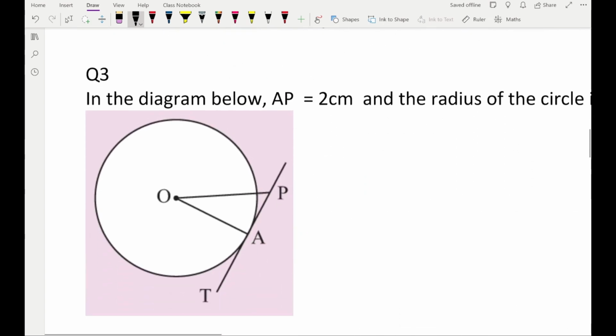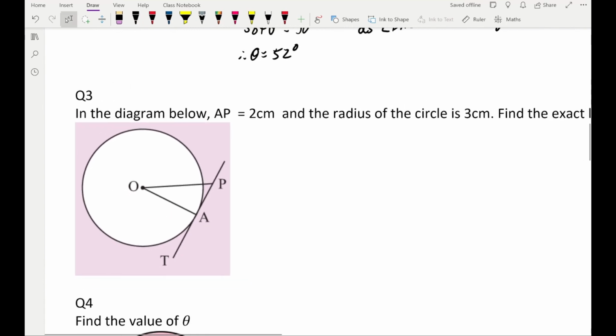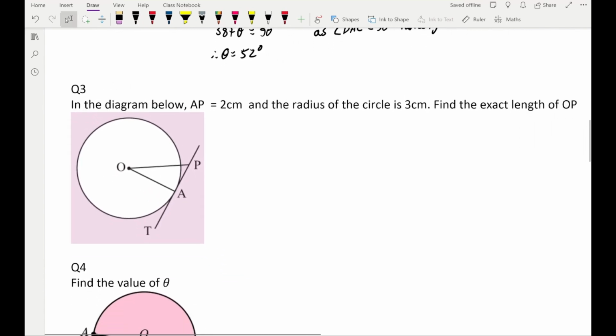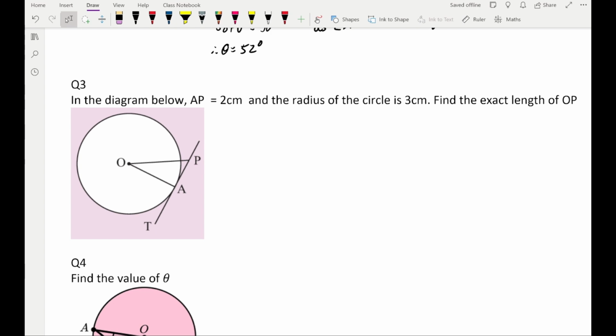All right, next one. AP is 2 and the radius of the circle is 3. Find the exact length of OP. Now, when you see something looking for a length, you're usually going to be using Pythagoras. So that's where we're going with here. First thing we're going to do is say OAP equals 90 degrees by radius tangent theorem.